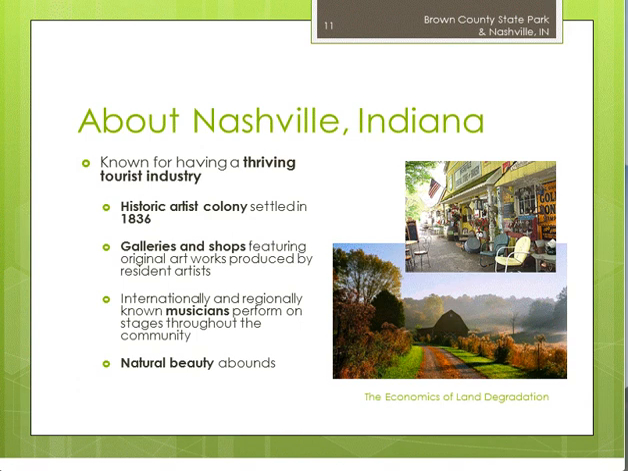Nashville, Indiana, the town, is known for having a thriving tourist industry. Technically, it's considered a historic artist colony, and it was settled in 1836. The galleries and the shops within the town feature original artworks produced by resident artists. Internationally and regionally known musicians perform on stages throughout the community, and natural beauty abounds.